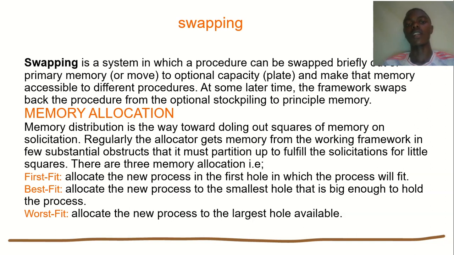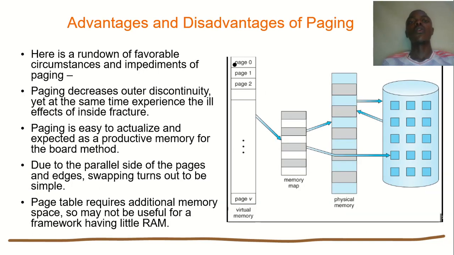First fit allocates the new process in the first hole in which the process will fit. Best fit allocates the new process to the smallest hole that is big enough to hold the process. Worst fit allocates the new process to the largest hole available. So this takes us to the advantages and disadvantages of paging.